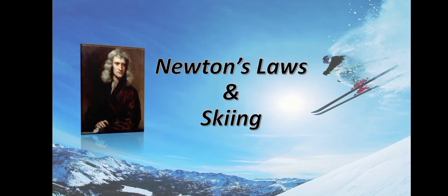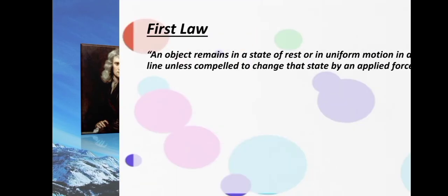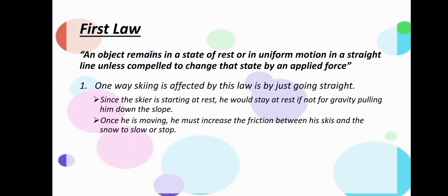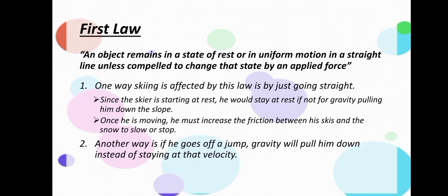Newton's laws and skiing. Newton's first law is stated as: an object remains in a state of rest or in uniform motion in a straight line unless compelled to change that state by an applied force. One way skiing is affected by this law is by just going straight. Since the skier is starting at rest, he would stay at rest if not for gravity pulling him down the slope. Once he is moving, he must increase the friction between his skis and the snow to slow or stop. Another way is if he goes off a jump, gravity will pull him down instead of staying at that velocity.